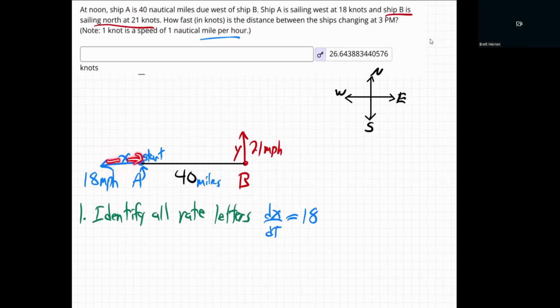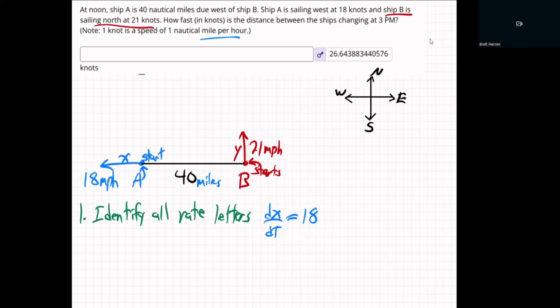So X, the distance from where it started, from here to here, is changing at 18 miles every hour because the ship is going 18 miles every hour that way. So this distance is growing. It's positive. The change in X over time is growing by 18 miles every hour. And Y, which is how far from where B started, this is where B starts right there, but then it's going up, up, up. And that distance is growing by 21 miles every hour.